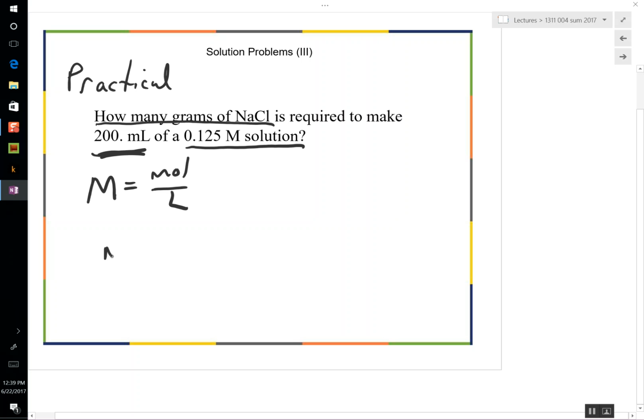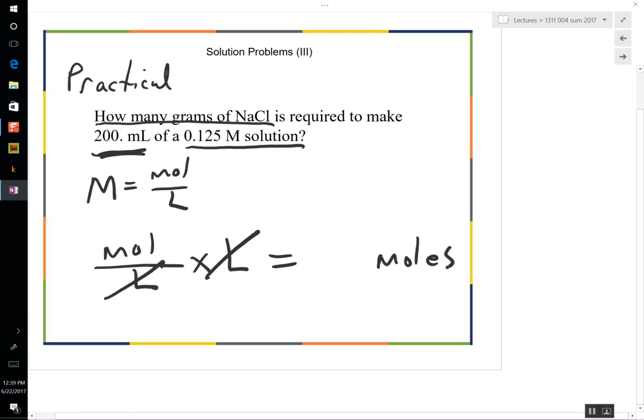This is our molarity, moles per liter. Now, if I were to take moles per liter and multiply it by liters, let's just do dimensional analysis. What would I get if I took moles per liter times liters? What would be the unit? Mole. Right? Liter would cross out with liter, and that would give me moles.